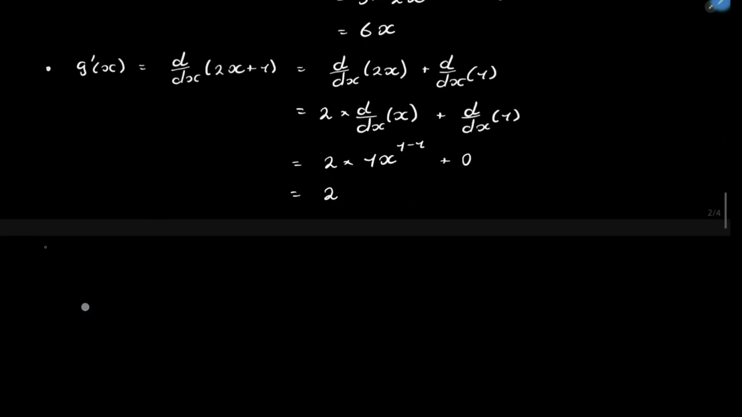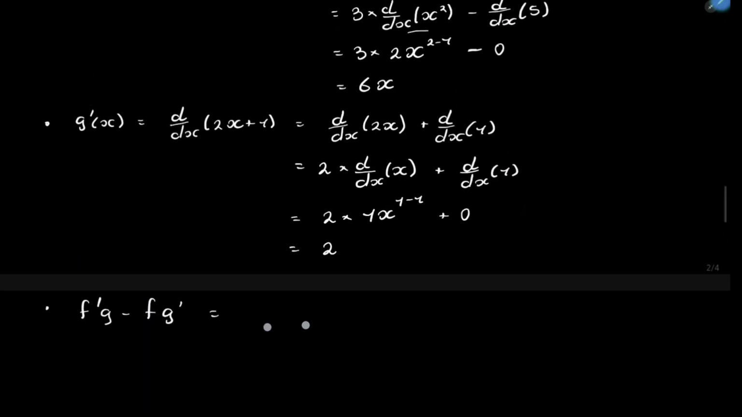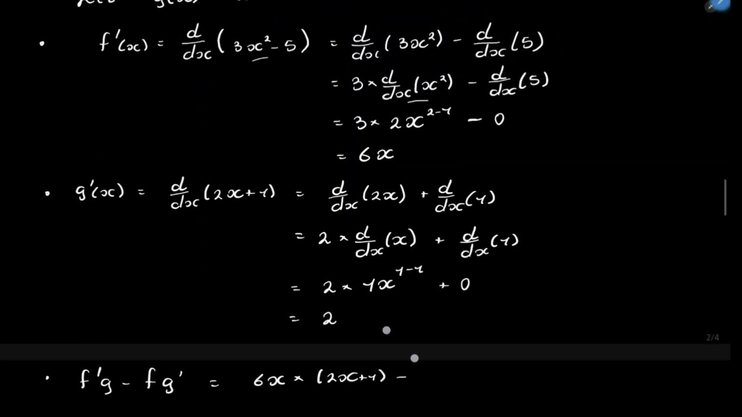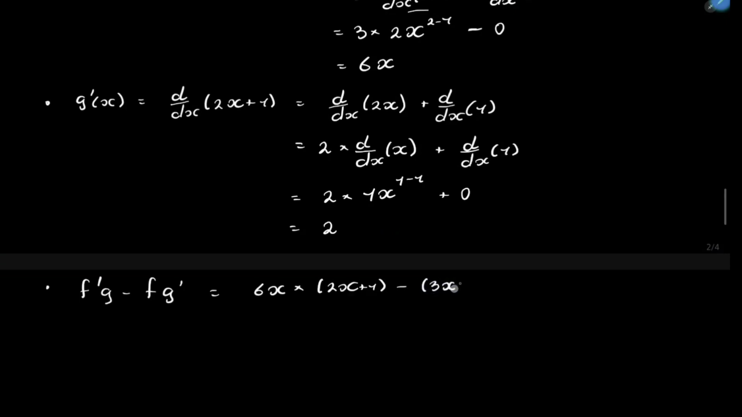Moving on to our fourth step, which tells us to compute f prime g minus f g prime. First of all, what is f prime? f prime is 6x times, what is g? 2x plus 1, minus, what is f? f is 3x squared minus 5, times, what is our g prime? 2. Simplifying this, we have 6x times 2x plus 6x minus, in brackets, 2 times 3x squared minus 5.